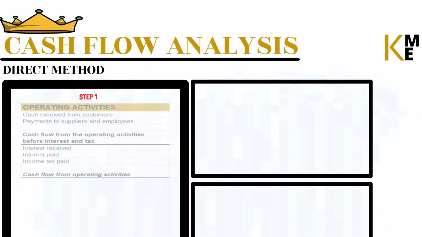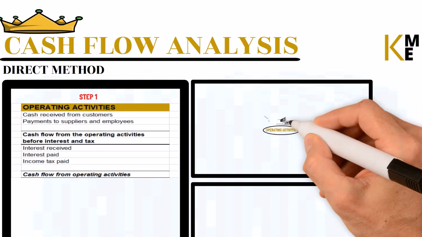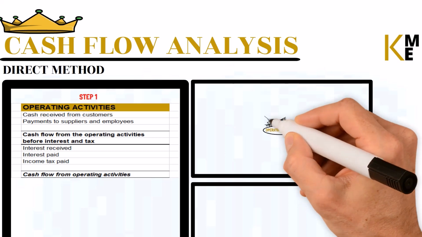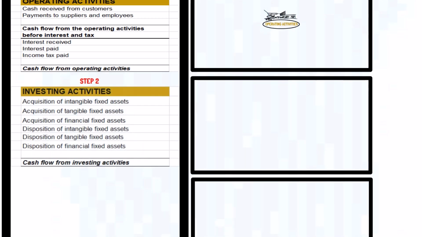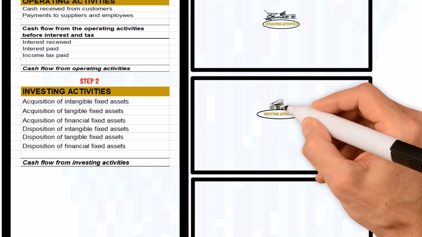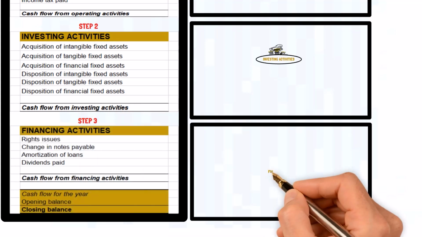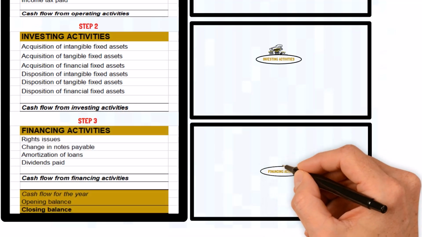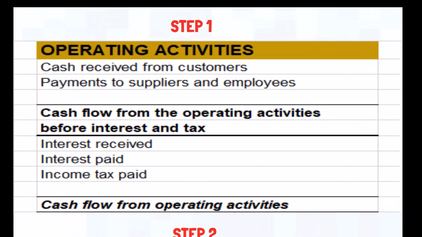Step 1. Operating activities. The very basis of the daily activities and consist of the main revenue generating activities. Step 2. Investing activities. The accumulation or sales of fixed assets. Step 3. Financing activities. Consist of business transactions between the owners and potential lenders.